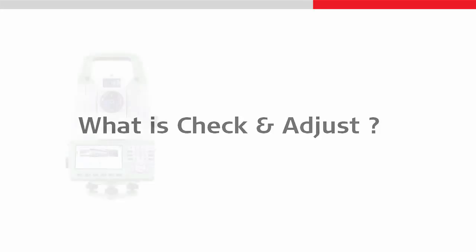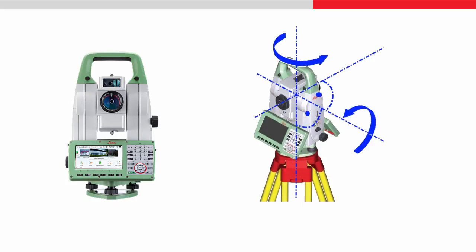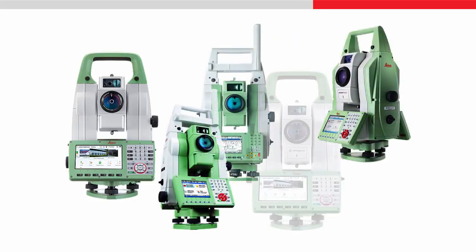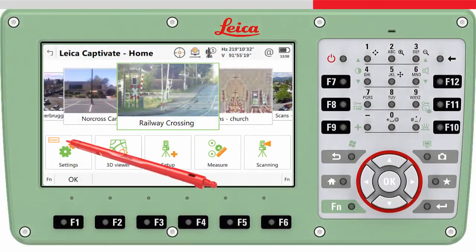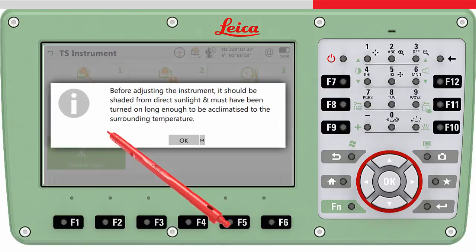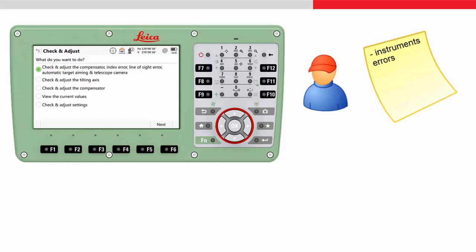As previously mentioned, a total station has to fulfill specific requirements. Unconsidered misalignments of the rotational axis can lead to wrong results. The check and adjust tool can be found in all currently available Leica total stations and multi-stations in Settings, TS Instrument, and Check and Adjust. The tool allows the user to determine the typical instrument errors as well as misalignments of the automatic target aiming and the crosshair of the telescope camera in an easy and fast way.